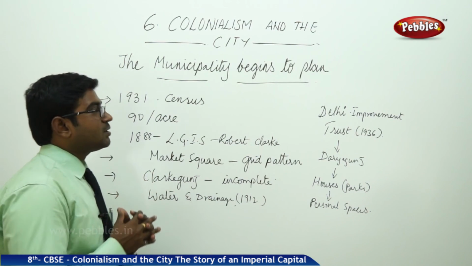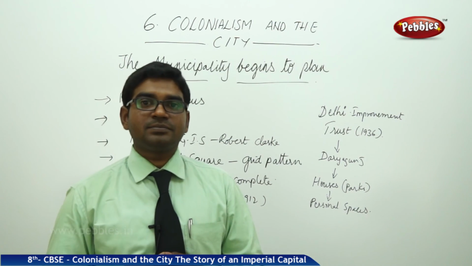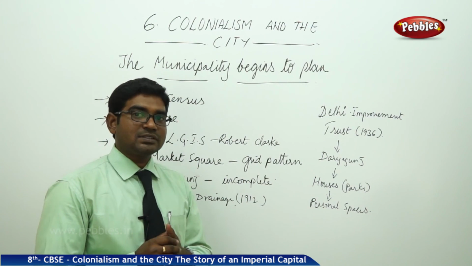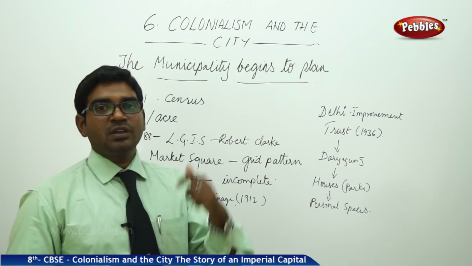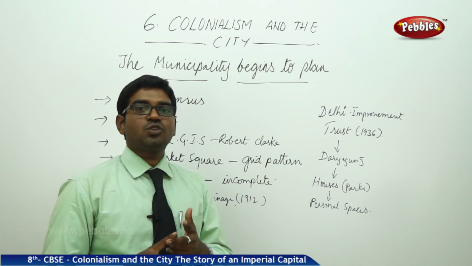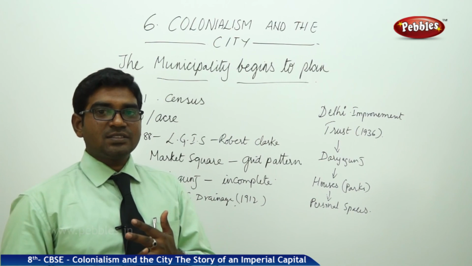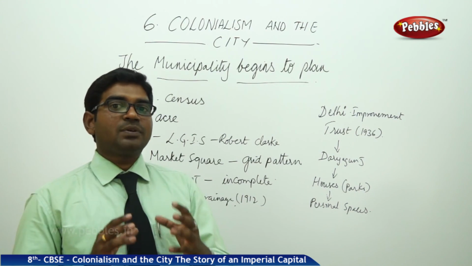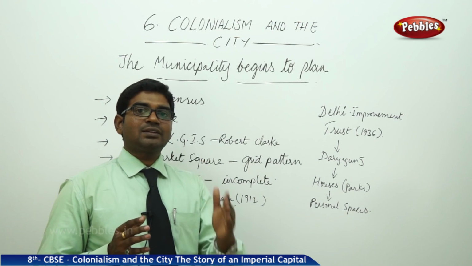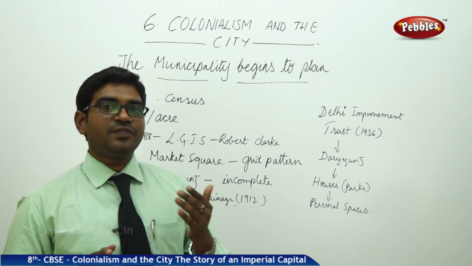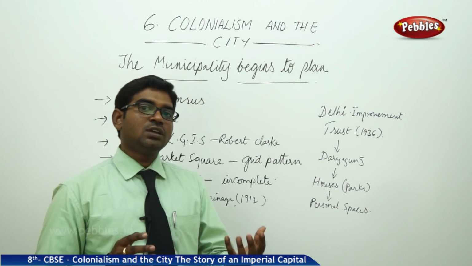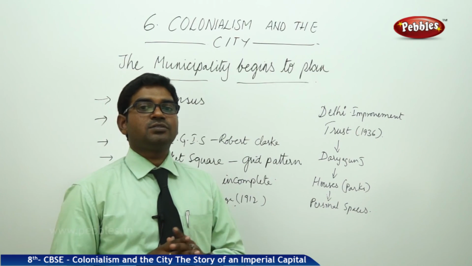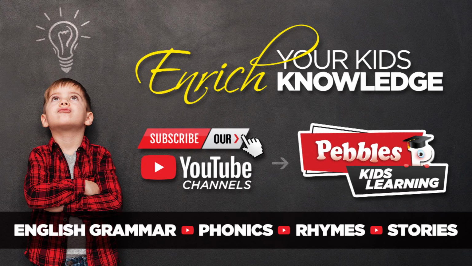So, colonialism and the city. That's all we have in this lesson. These are the important points we have discussed here: how the city got developed, what the historical record of Delhi was, what changes happened, and how the British took interest in developing Delhi. Though they were reluctant to do it before, after the 1858 revolt they focused their attention on the development of Delhi city. So all these are the important points we have discussed in this lesson.